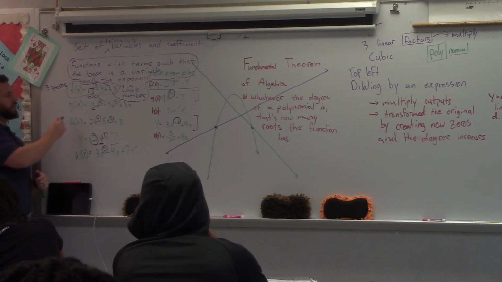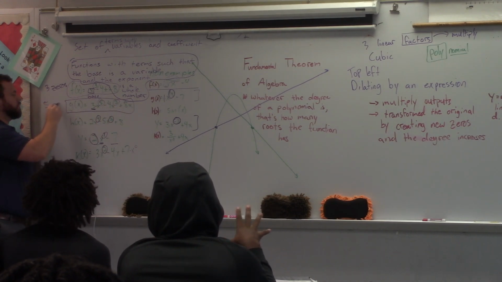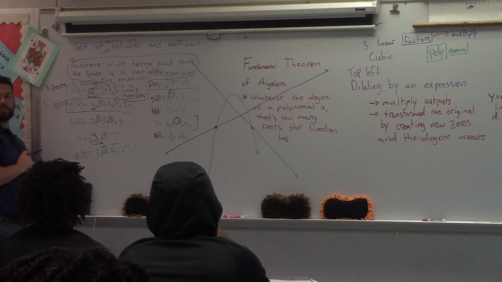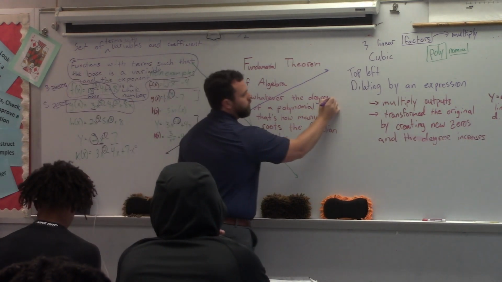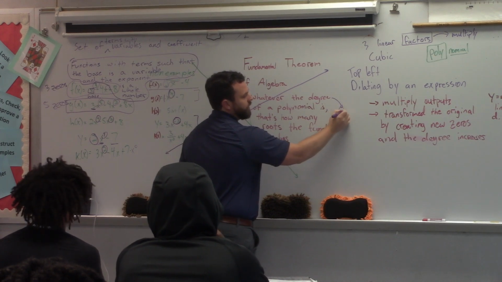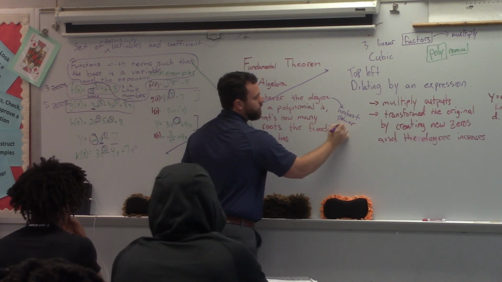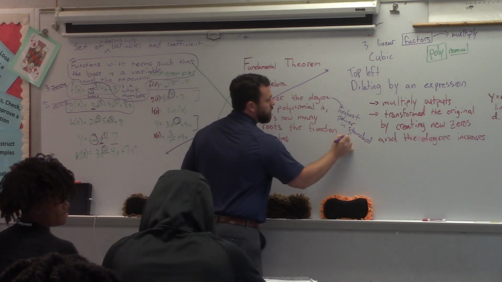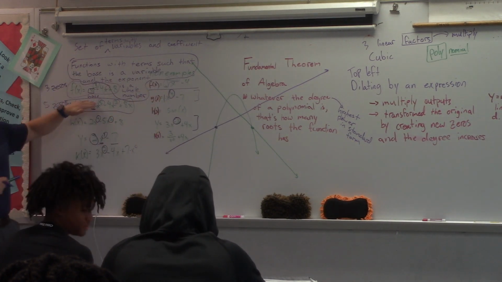How many would g of x have? 5. You just do the highest power. You don't add. So, when we say degree, what do we mean by degree? The highest power, and I will say this, in standard form. It changes a little bit in factored form. We'll talk about why. But the highest power in standard form. So we've got 5 zeros here.